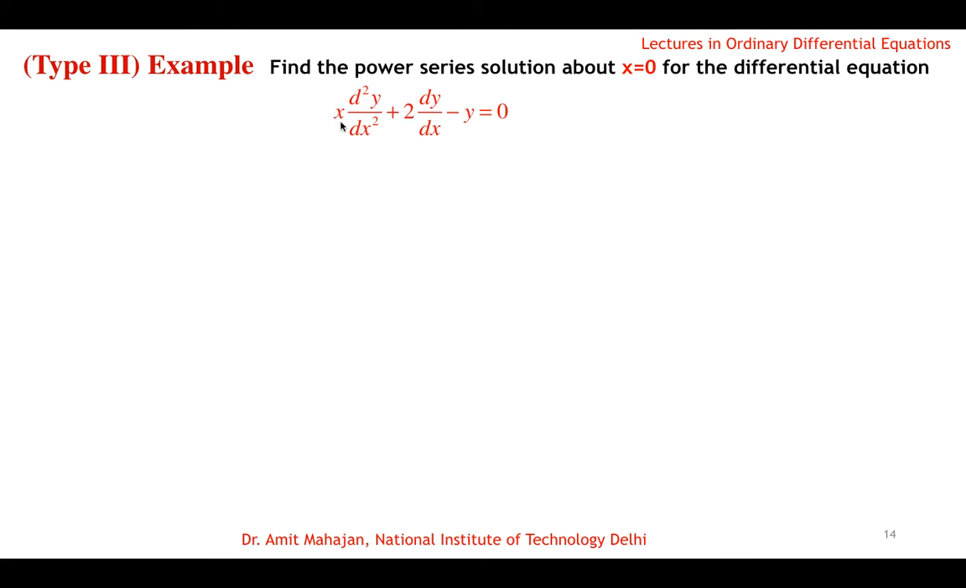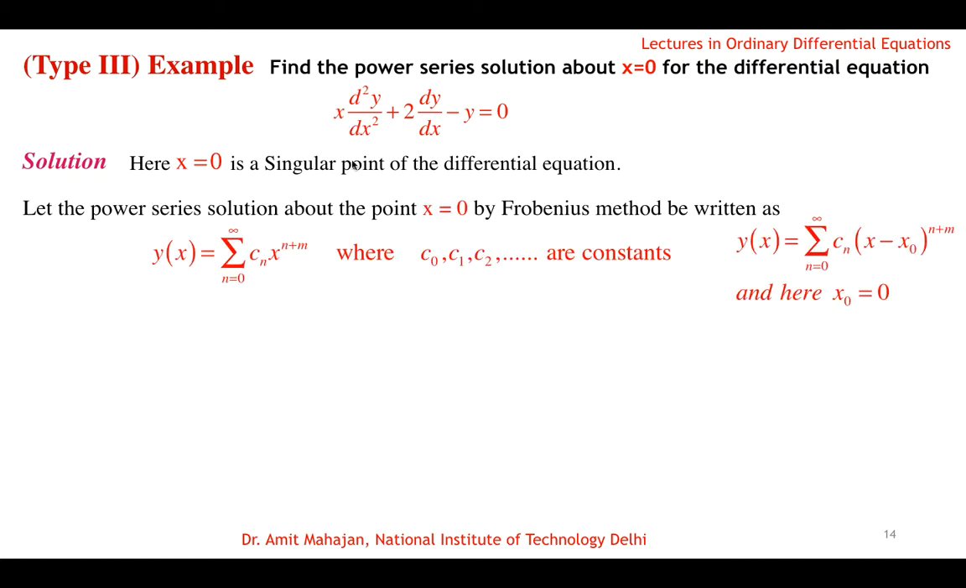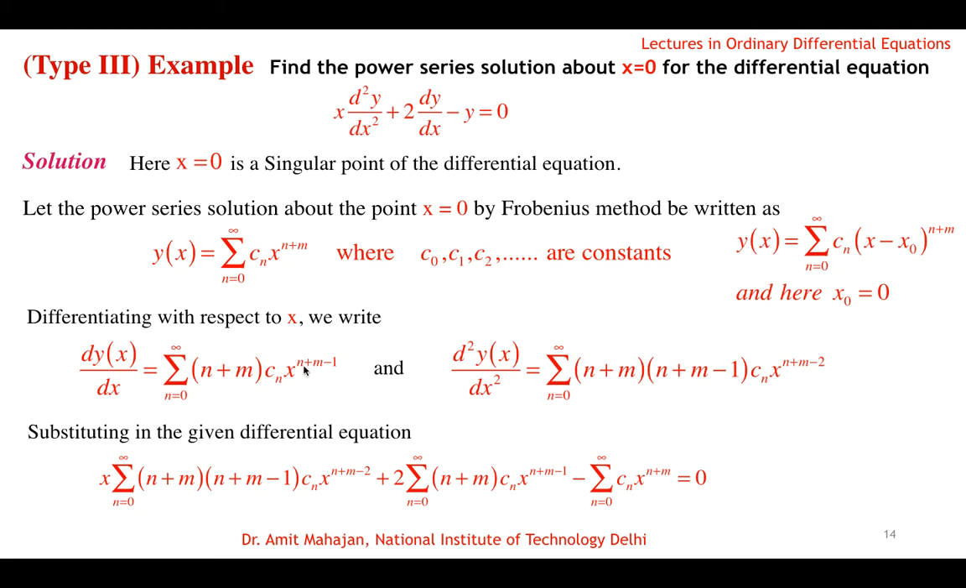So again x equal to 0, you can check, is a regular singular point. For x equal to 0 to be a regular singular point, we can use the Frobenius method and assume a solution of this form. Then we take the first and second derivatives of this and plug them back here. These steps are just the same: first derivative, second derivative, plug all these back here.